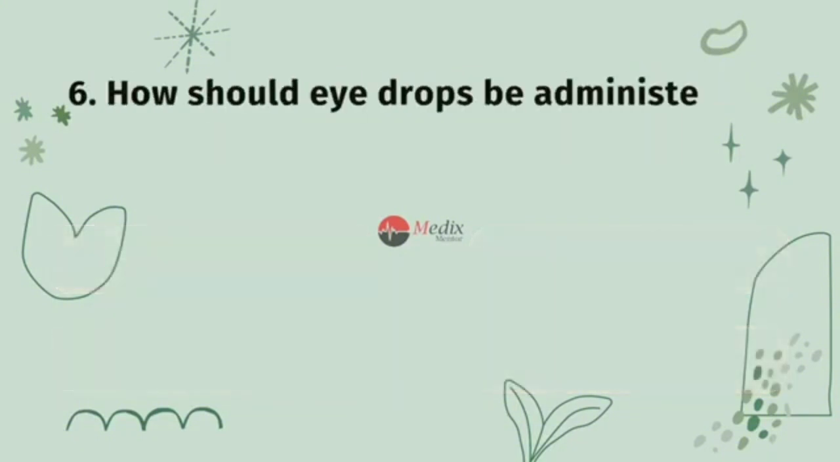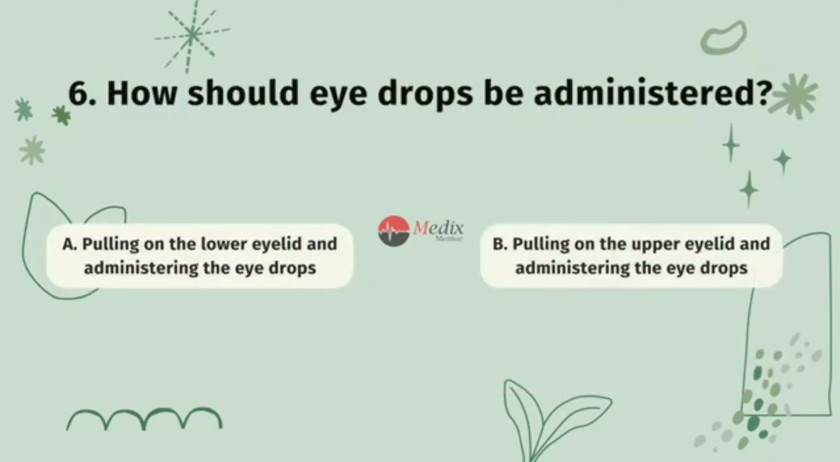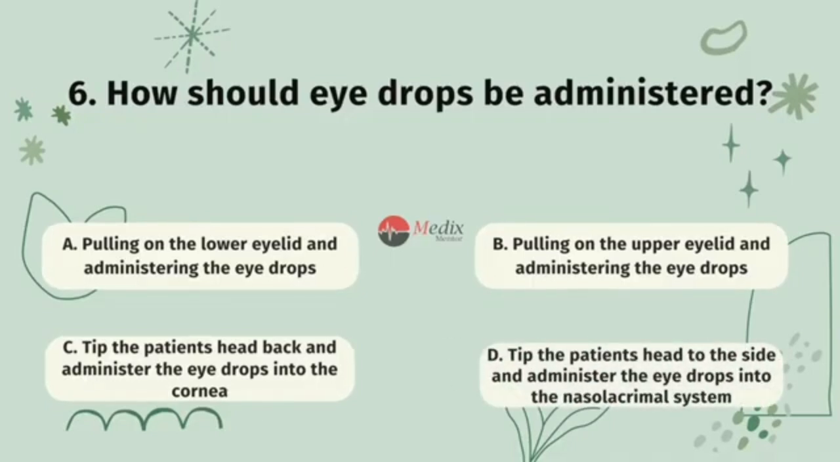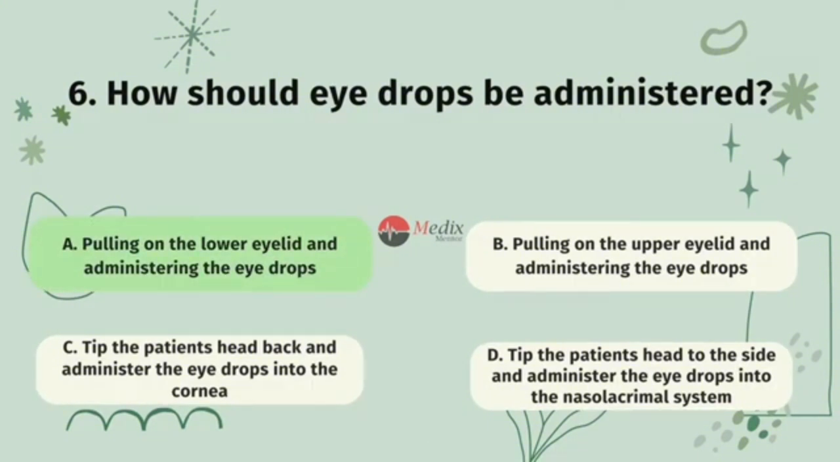Question 6. How should eye drops be administered? Option A, pulling on the lower eyelid and administering the eye drops. Option B, pulling on the upper eyelid and administering the eye drops. Option C, tip the patient's head back and administer the eye drops into the cornea. Option D, tip the patient's head to the side and administer the eye drops into the nasolacrimal system. The correct answer is A.